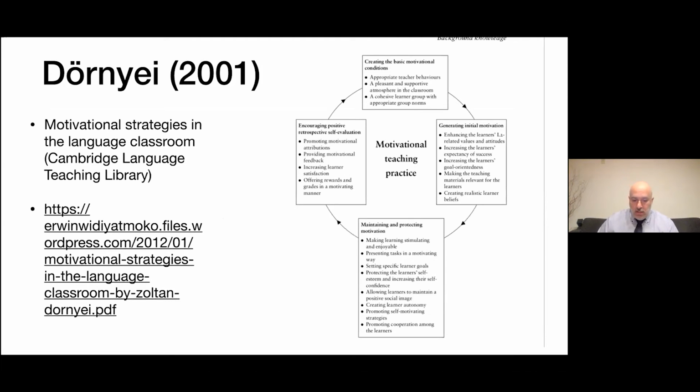But before that, I just want to point out that Zoltán Dörnyei's book from 2001, Motivational Strategies in the Language Classroom, provides a four-stage teaching practice in order to motivate students, beginning with creating the basic motivational conditions, generating initial motivation, maintaining and protecting motivation, and then encouraging students to self-evaluate and self-reflect. And for people who don't have a research budget, I found online a PDF of the textbook, which I will share with you in a few minutes.